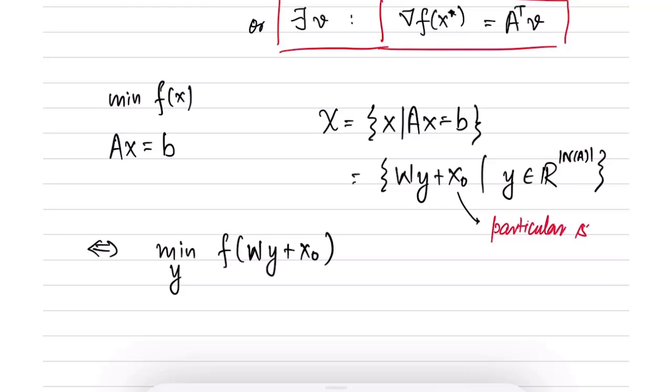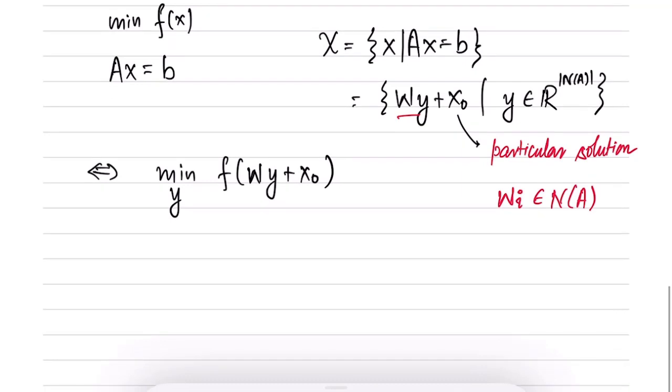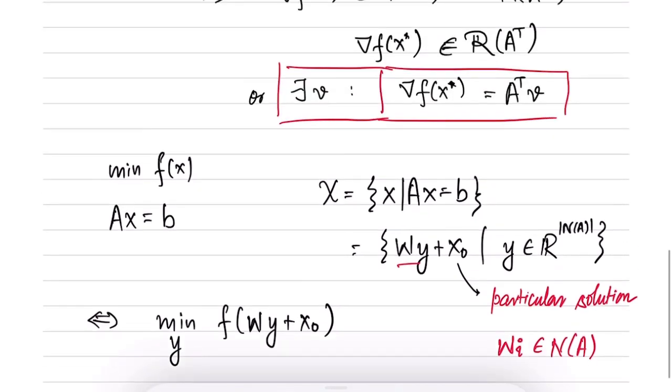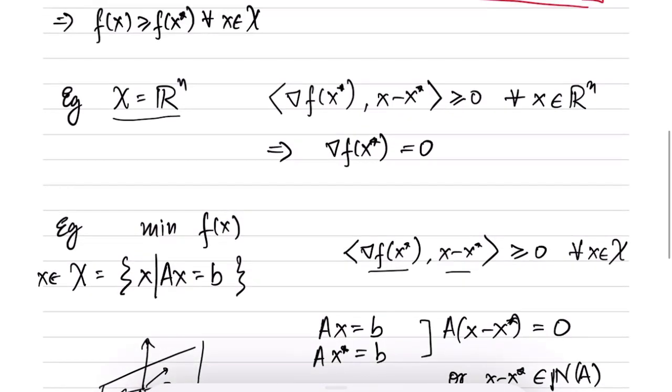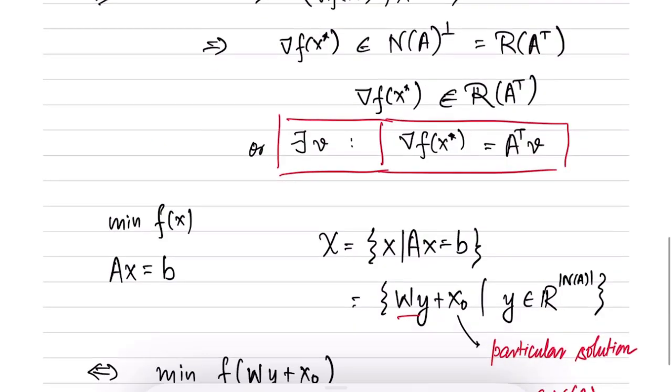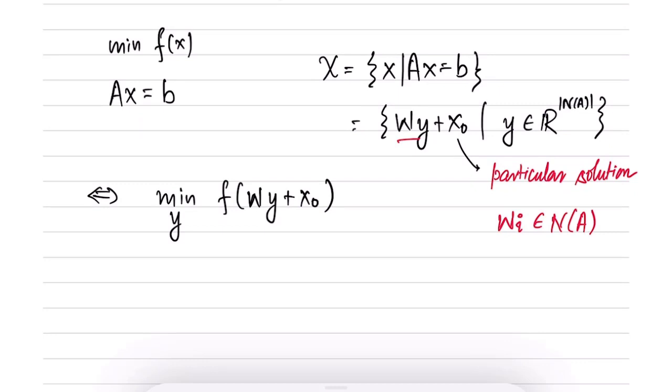Particular solution here, and w_i, the ith column of W, belongs to the null space of A, right? So this part belongs to the null space of A, and this is the particular solution. So this can be written as an unconstrained optimization problem, and if we apply our earlier optimality condition that gradient f of x star is equal to 0, here we need to apply it in terms of y. So the gradient with respect to y of f(Wy + x0) is equal to 0.